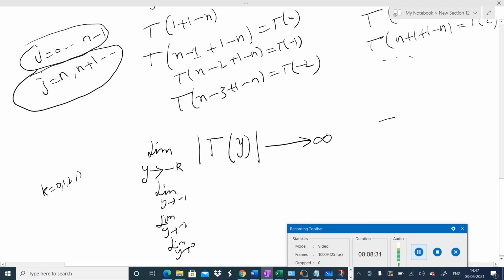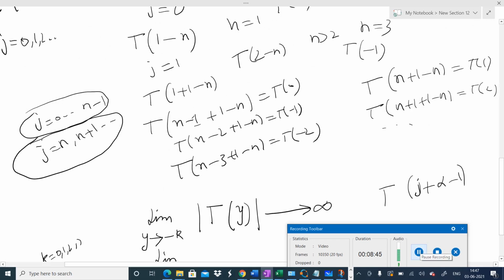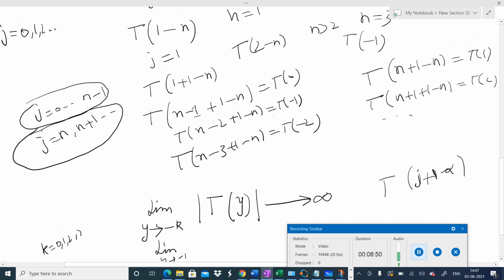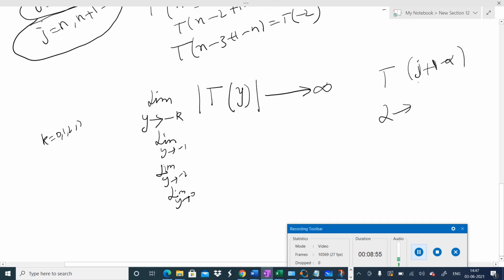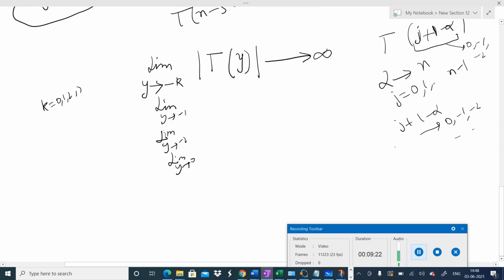So it means that now you check this gamma of j plus 1 minus alpha. Now you see, as alpha tends to n and j is equal to either 0, 1 up to n minus 1, the internal term becomes either 0 or minus 1 or minus 2. So j plus 1 minus alpha tends to either 0 or minus 1, minus 2, so on and so forth, depending upon the value of j. So for all these values of j, this gamma of j plus 1 minus alpha tends to infinity as limit alpha tends to n, and for j equal to 0, 1 up to n minus 1. Okay, it tends to infinity.